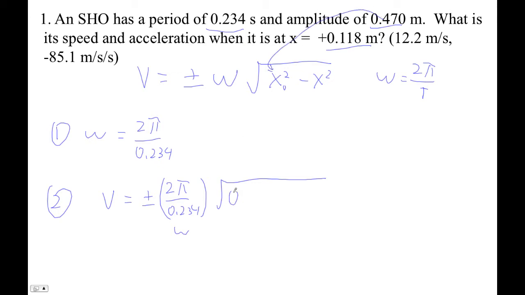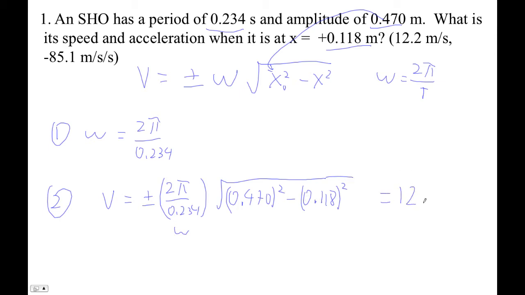0.470, let's square that, minus 0.118 squared, and now we're all set. Now we can calculate that. So we go 2 times pi divided by 0.234 times the square root of, holy parentheses, Batman, 0.47 squared minus 0.118 squared. All right, ta-da. I get 12.2158.